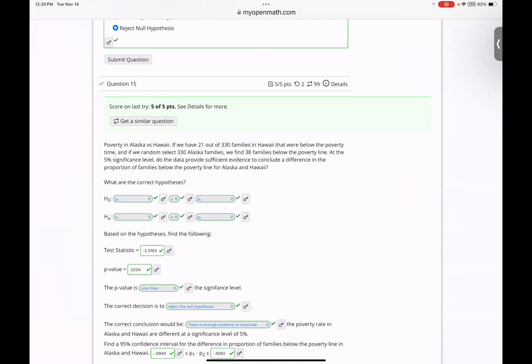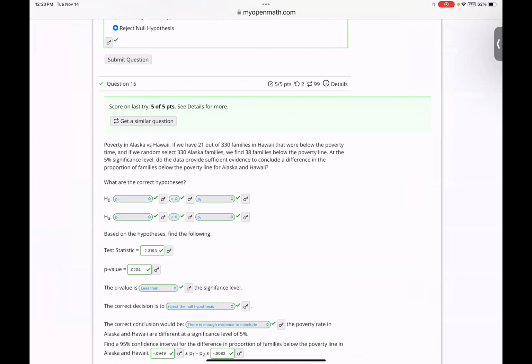Poverty in Alaska versus Hawaii. This is binomial because they're giving us a proportion, which is a number of successes out of the number of trials. We are comparing two proportions, Alaska and Hawaii, so this is going to be a two proportion z-test.